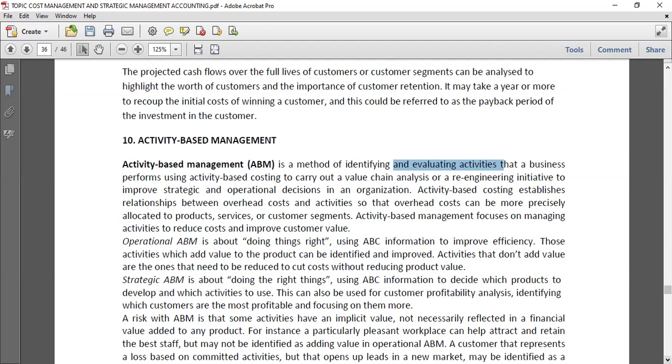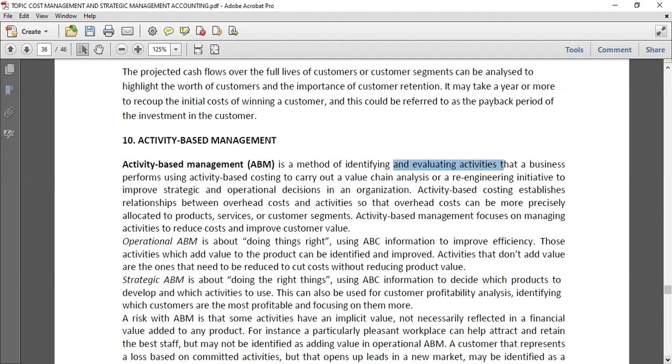And here means that any activities that add value are identified and improved. Activities that don't add value, of course, are either eliminated or reduced so that we can reduce the cost. And then, of course, that is the day-to-day operation.